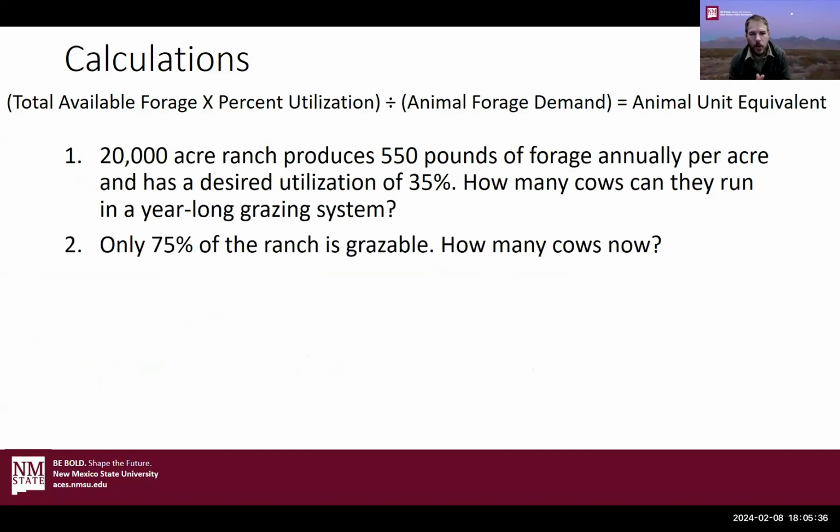All right, so we're going to jump to grazable acres. Remember talking about that? Only 75% of the ranch is grazable. So how many cows do you have now? Go ahead and calculate that out. If you want, you can put it in the chat.